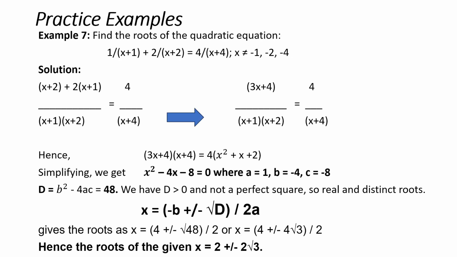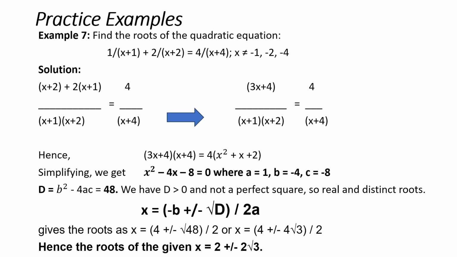Example 7. Find the roots of the quadratic equation 1 upon x plus 1 plus 2 upon x plus 2 is equal to 4 upon x plus 4, and x cannot be minus 1, minus 2 or minus 4. Now first we take the LCM and simplify the equation.